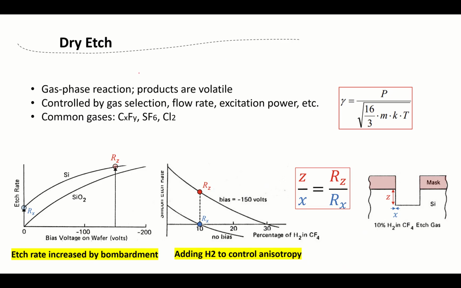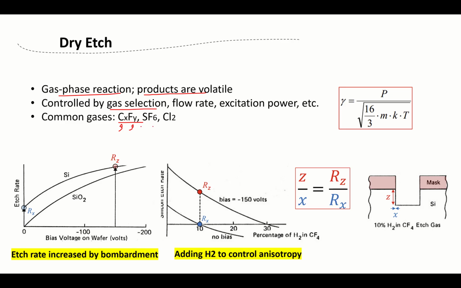For dry etch, as we mentioned, it's a gas-phase reaction and the products are volatile, and it is controlled by gas selection. So for CxFy, if we increase the F part, we will have a better etch rate but more isotropic. If you increase the C part, it will be slower but more anisotropic. So mostly at first, when we're etching, we will have a larger fluorine part to get a faster etch rate. When we are really close to our target, we'll increase the carbon part, which will reduce the etch rate, but we'll have a better vertical sidewall.